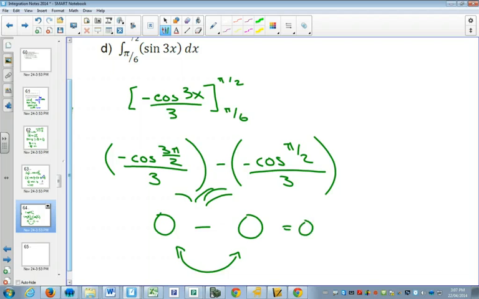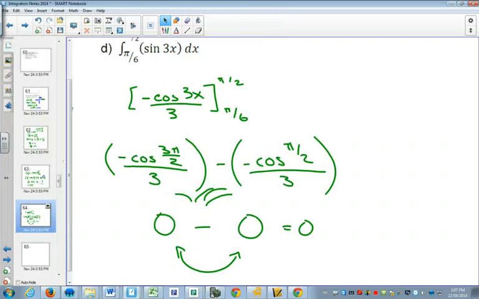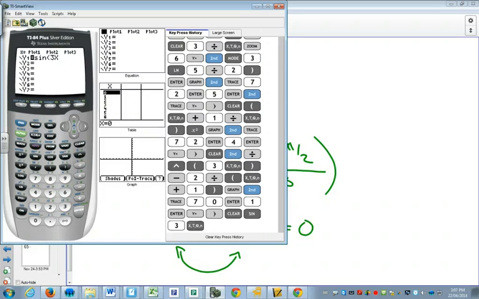There's no area. Is that true? Let's look at what's happening in this graph. Can it truly be no area? So we're doing sine of 3x. Well, we know the sine graph. Sine of 3x. Okay. I'm going to make sure that my mode is in radians.